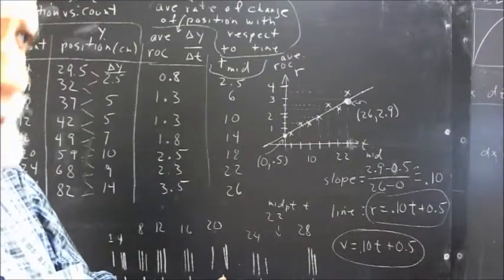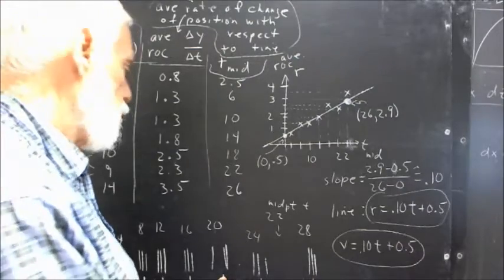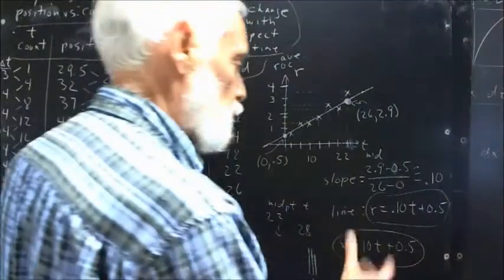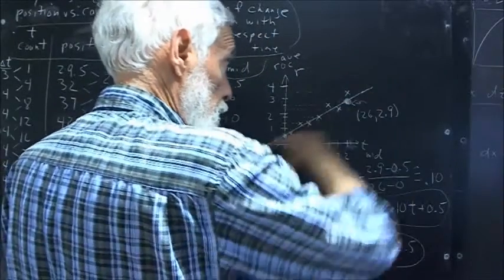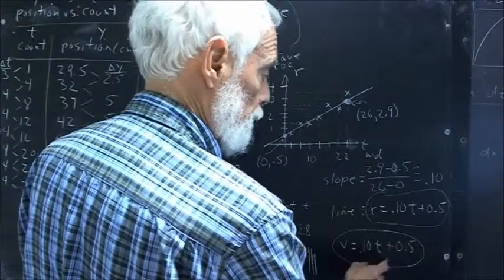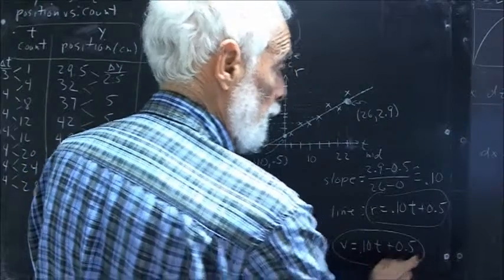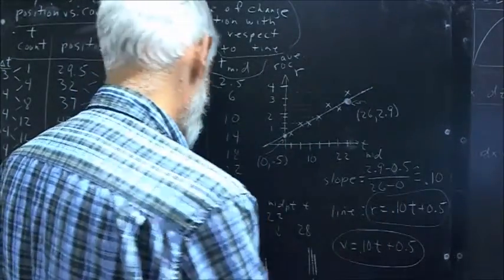Now, I couldn't help myself. I just went to Excel, just took a minute to put the data in and so forth. And somewhat shockingly, the velocity model, the best fit for this line, turns out to have been 0.102 t plus 0.49, almost exactly the same as the model I looked into here.